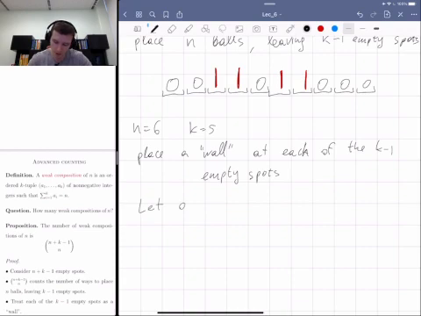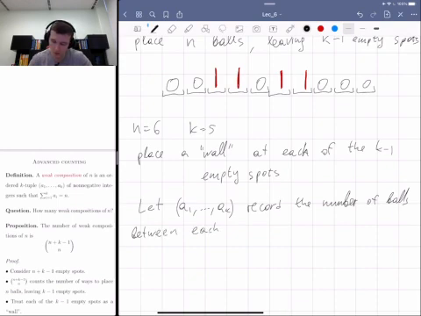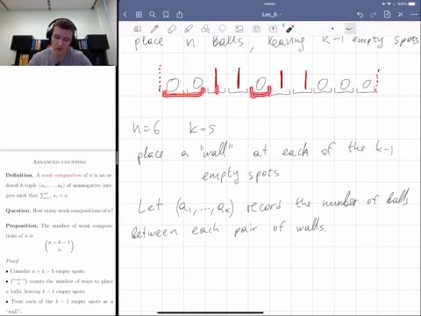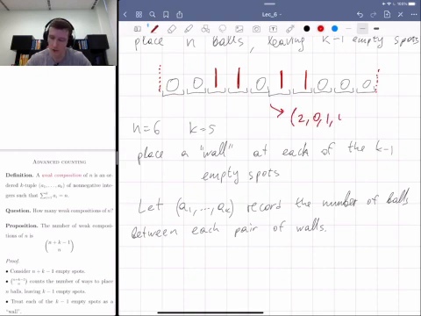What you do is record the number of balls in each space between two walls. Let A1 all the way up to AK record the number of balls between each pair of walls. I have some invisible walls on the left and on the right, and between any two walls I record the number of balls. So this particular example gives me 2, 0, 1, 0, 3.